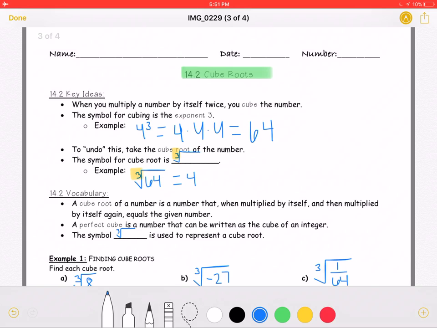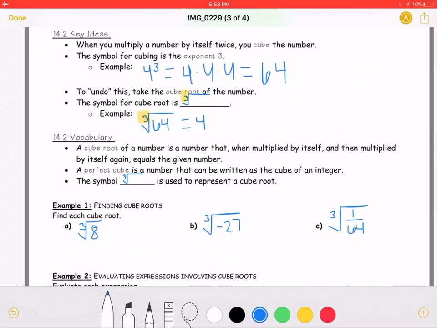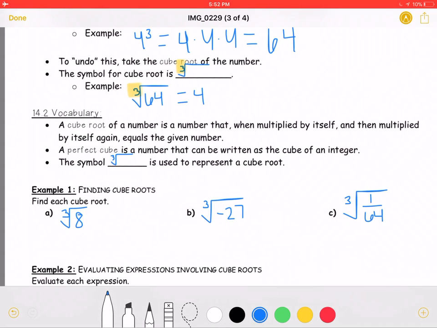So this is just easy access for you so that you're not stuck sitting there trying out numbers and wasting time. Hopefully you have that all written down. If you don't yet, I would make that list. So again, a cube root of a number is a number that when multiplied by itself and then multiplied by itself again equals the given number. A perfect cube is a number that can be written as the cube of an integer. So all of those cube roots that you wrote on that list, 1 through 25, those are all perfect cube roots.